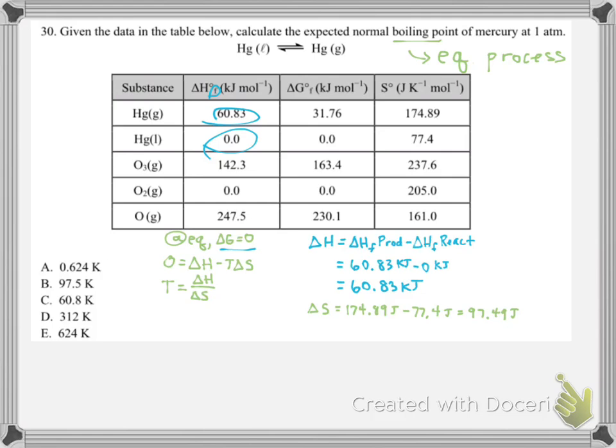Okay. But do you notice how we have different units here? We're going to want to get them into the same units before we plug them into that delta G equation. So I'm going to call this 0.09749 kilojoules.